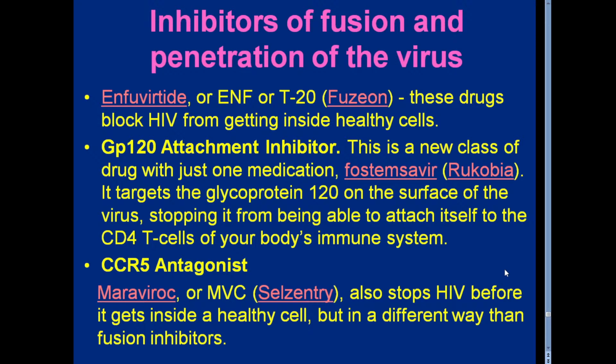In other groups, CCR5 antagonists. The name of the drug, maraviroc. It also stops HIV binding, but with another receptor, the CCR5 receptor. It also stops the step of fusion and penetration of viruses into cells.